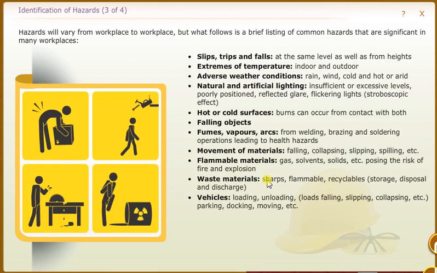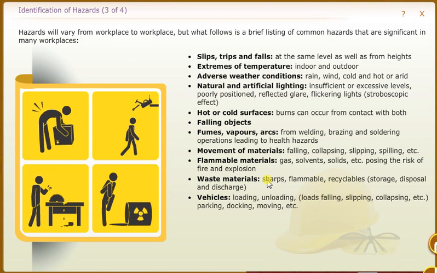Hazards will vary from workplace to workplace, but what follows is a brief listing of common hazards that are significant in many workplaces. Slips, trips, and falls, at the same level as well as from heights. Extremes of temperature, indoor and outdoor. Adverse weather conditions: rain, wind, cold, and hot or arid.